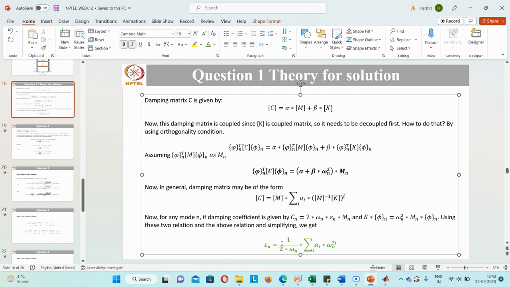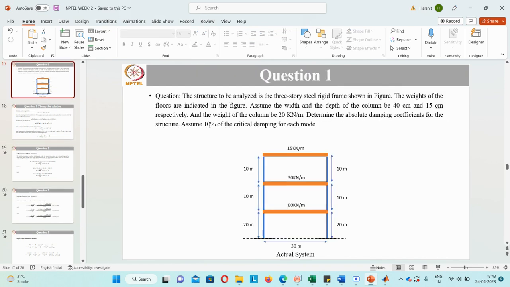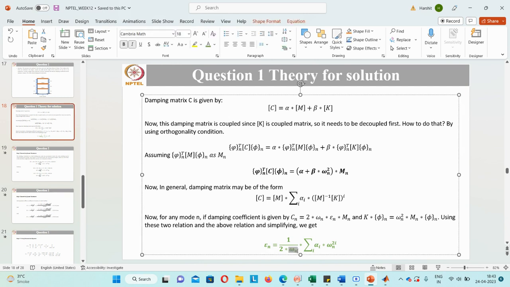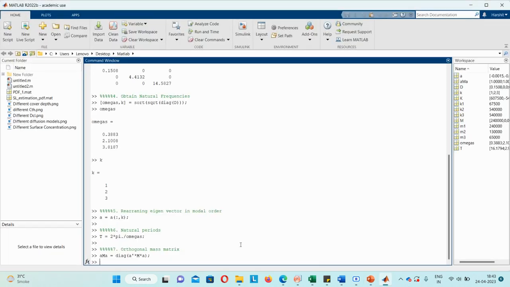So I hope I'm clear with the flow. We know the damping ratios for each floor, zeta n, which is given as 10% of critical damping, and we have obtained the natural period. These two things are known. We need to calculate the alpha, beta and gamma. Once we know the alpha, beta and gamma, we'll get the absolute damping matrix. So we'll see how to code for this now.